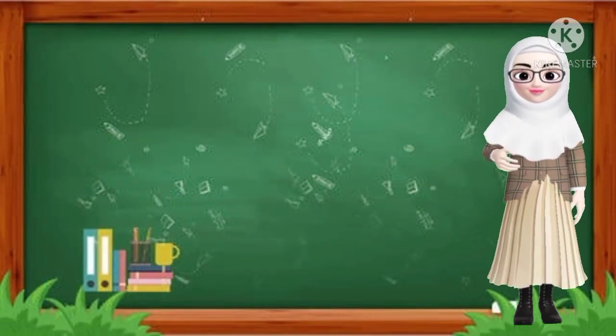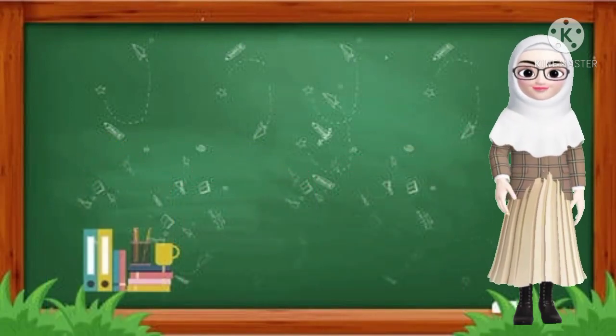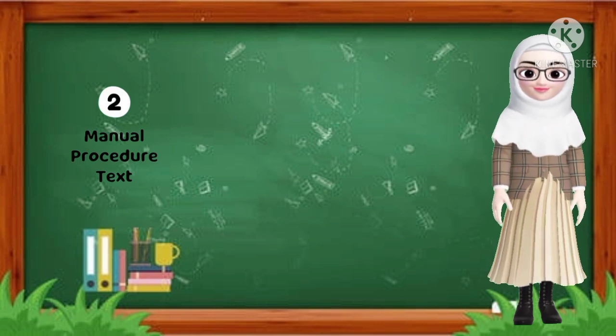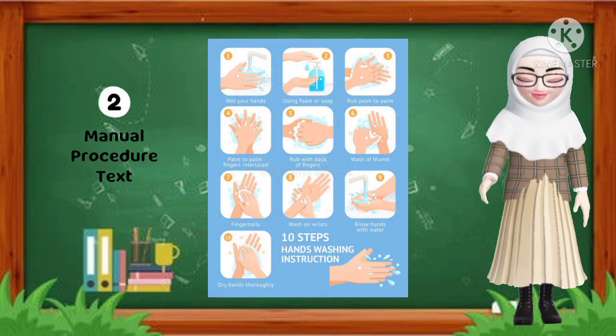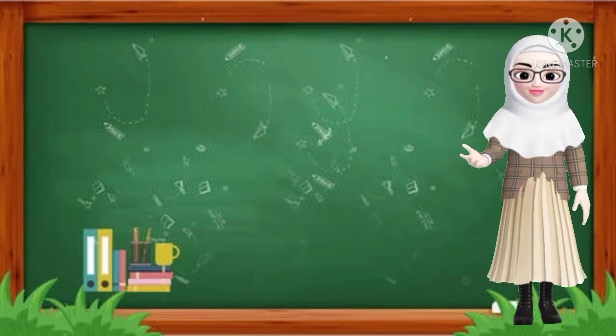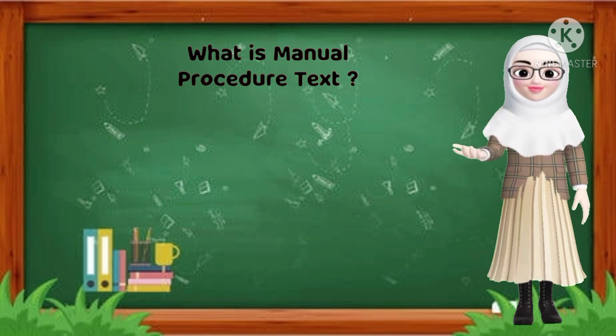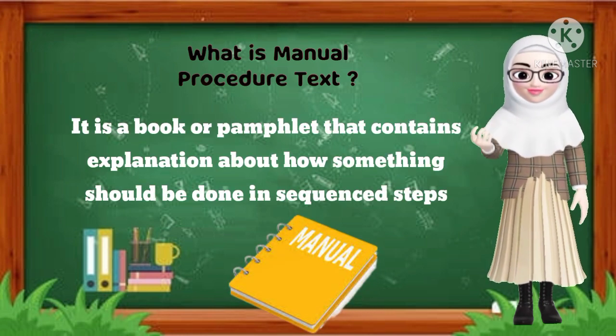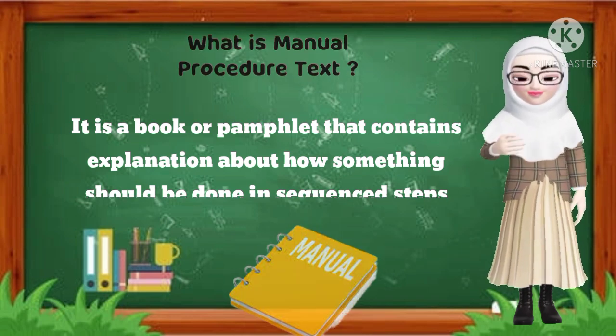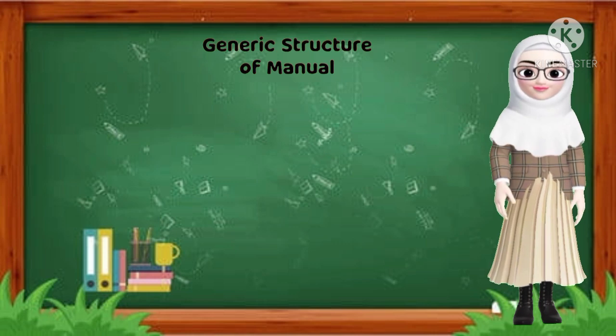Now, let's continue with the second type of procedure text, that is manual procedure text. For example, 10 steps hand washing instruction. Now, let's come to the definition of manual procedure text. It is a book or pamphlet that contains explanation about how something should be done in sequence steps. It's a little bit different from the recipe text.